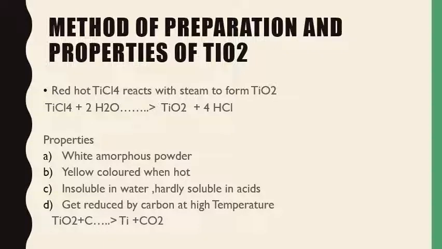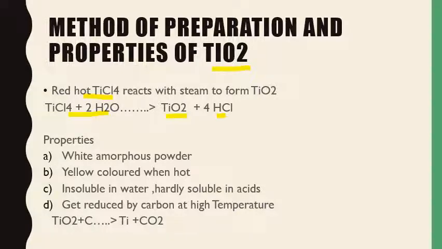So the first oxide of the first series, we are taking titanium dioxide. So let's see its method of preparation and the properties. It can be prepared from red hot titanium chloride when it reacts with steam. It produces titanium dioxide and hydrochloric acid. It is a very important oxide to be used at the industrial level, as well as, we can say, as a white pigment it is used.